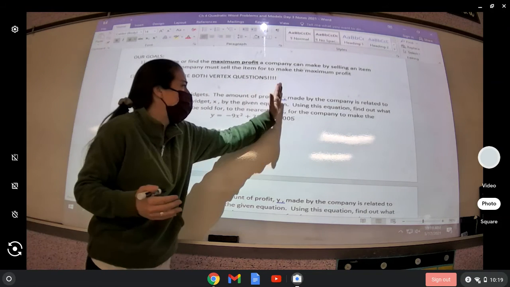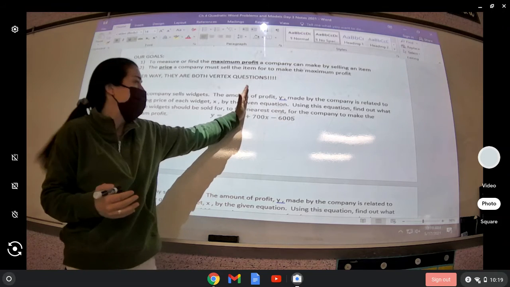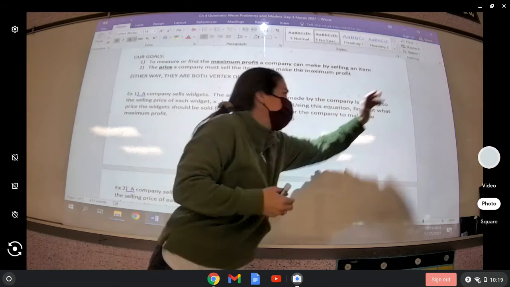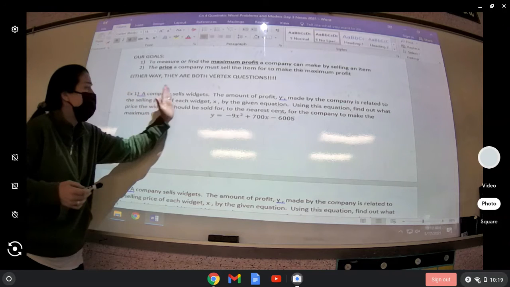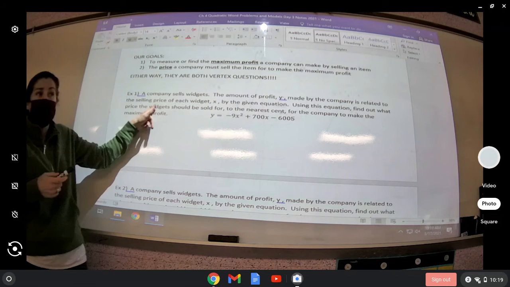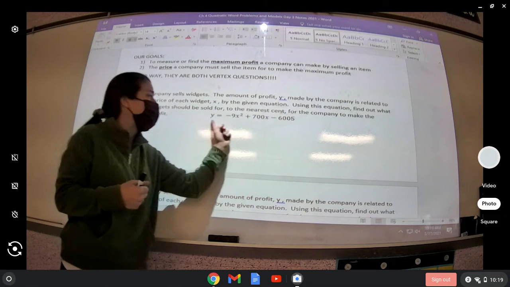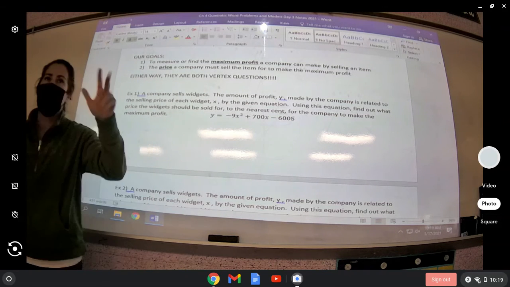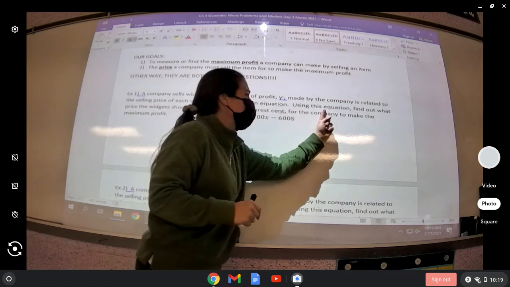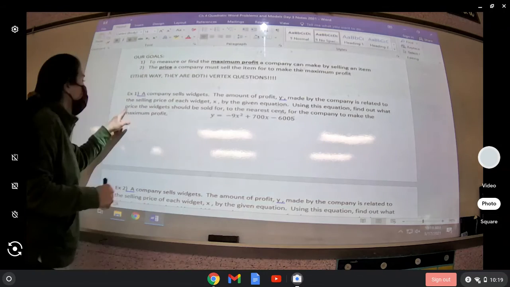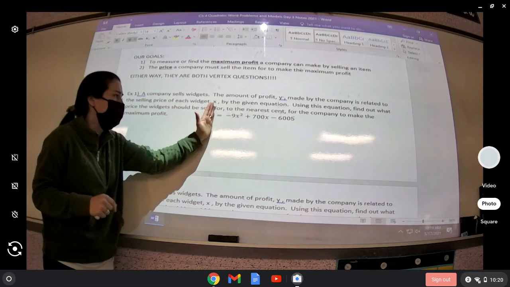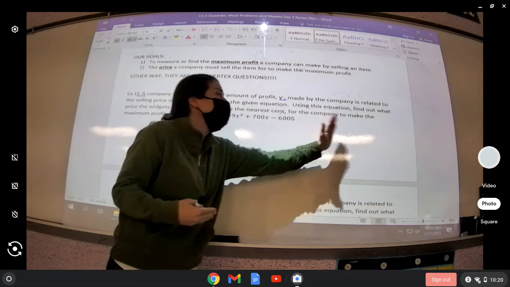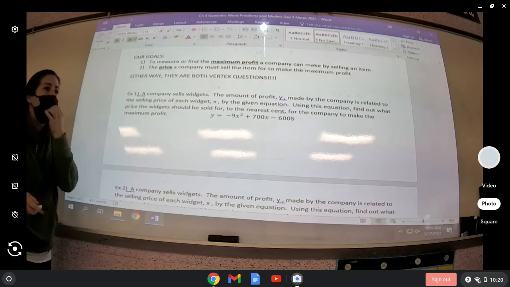The amount of profit Y, so Y represents profit, made by the company is related to the selling price of each widget X, so X is the price, by the given equation. So guys, they've given you a quadratic equation. So again, the numbers are pretty big, we'll deal with it. Using this equation, find out what price the widget should be sold for to the nearest cent for the company to make the maximum profit.